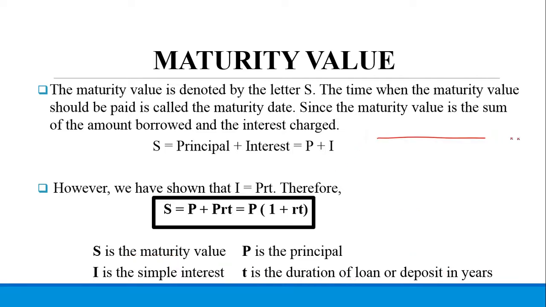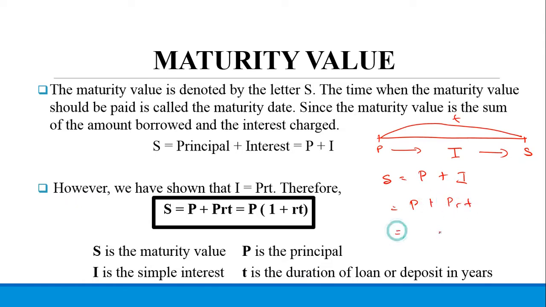Again, you have a timeline. P is the time you borrow, how much money you borrow, for how long you take until you must pay back, which is S, the maturity date, at the end of the date, which is T. During that time until you must pay, you will be charged the interest. So S equal to P plus I, which is the amount you borrow and the interest that will be charged. P plus I, you know that I equal to PRT. You can factorize this, 1 plus RT. So the formula will be S equal to P(1 plus RT).